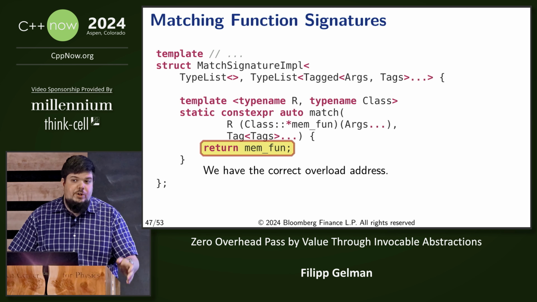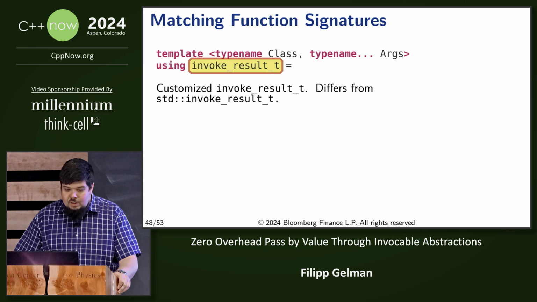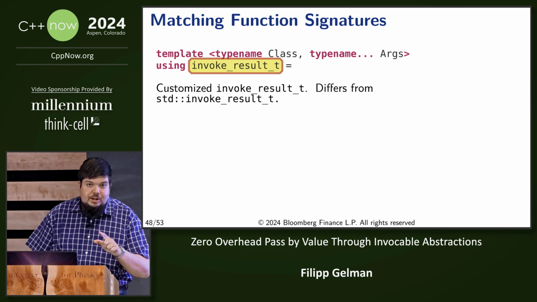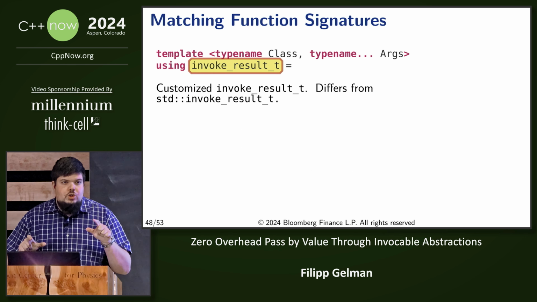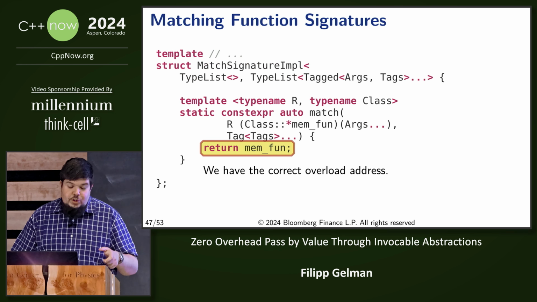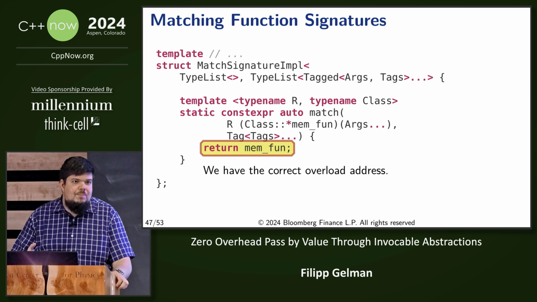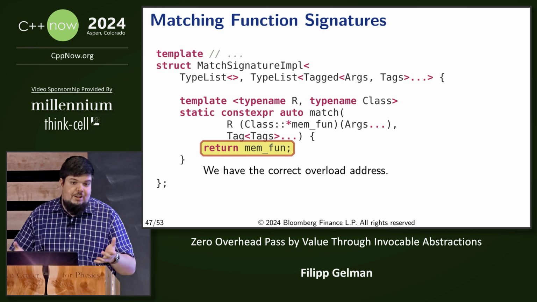And it just returns that pointer. So now, there's one more thing. We need to determine what is the result of actually attempting to invoke a class. Because this function from before can't deduce anything in order for this to work. So we have to tell it what return type to expect.